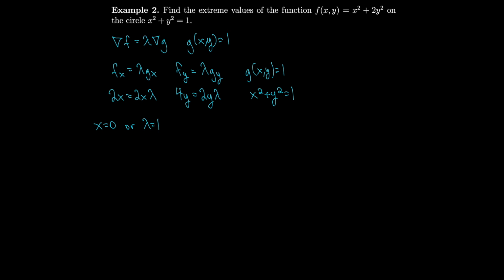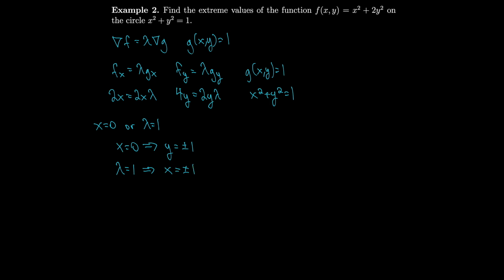How about we look for when x is 0? So if x is 0, then I could plug in 0 in our constraint. So I get y squared equals 1. So that means that y is plus or minus 1. How about if lambda is 1? That's my other possibility. Well, if lambda is 1, then I get 4y is 2y, so y is 0, so x squared is 1. So that means that x is plus or minus 1 in that case.